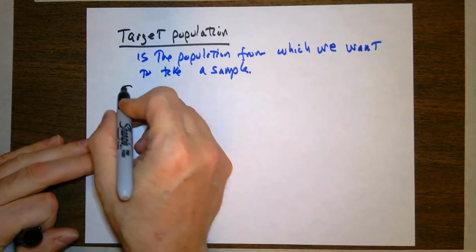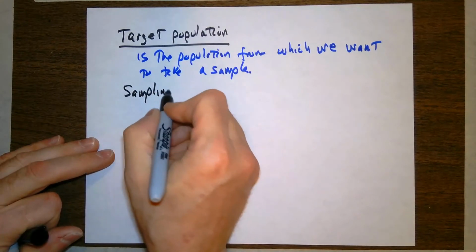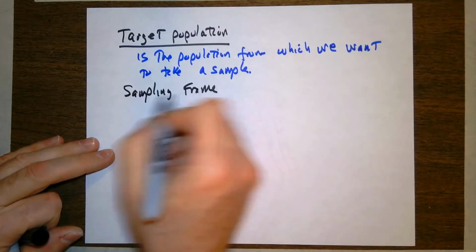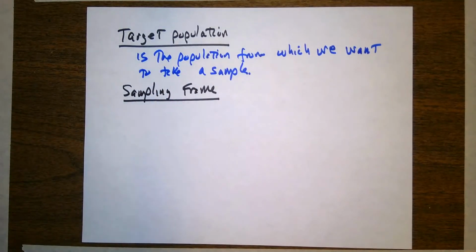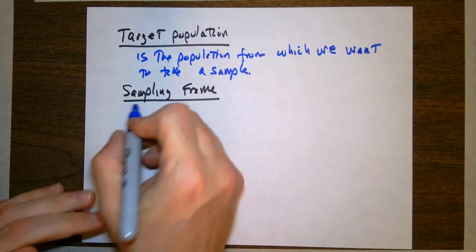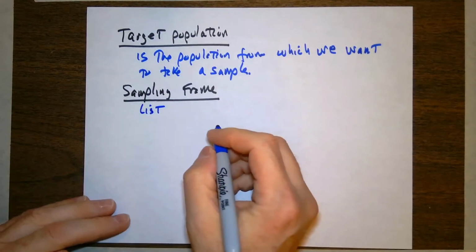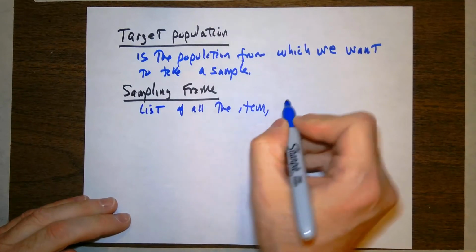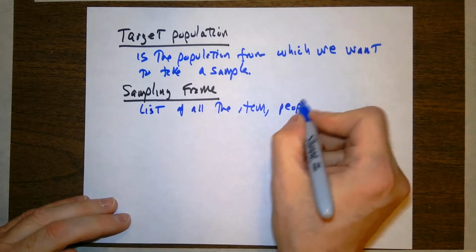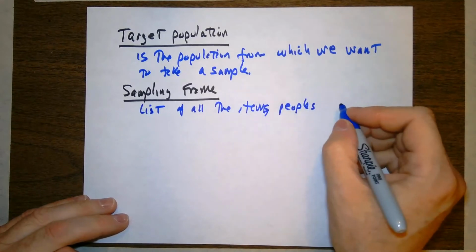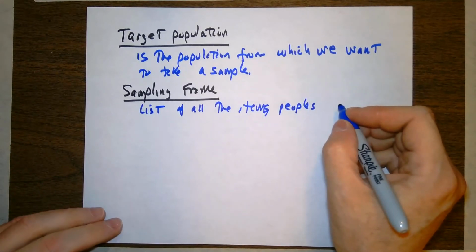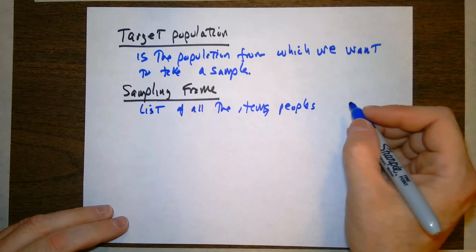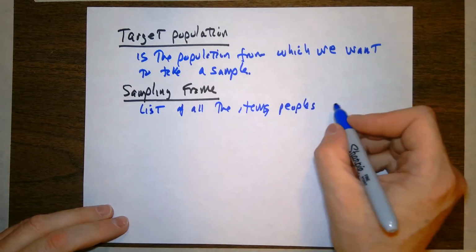The next thing is the sampling frame. The sampling frame is a list of all the items or people within the target population. So think about it as a list of all the items or people in the target population.